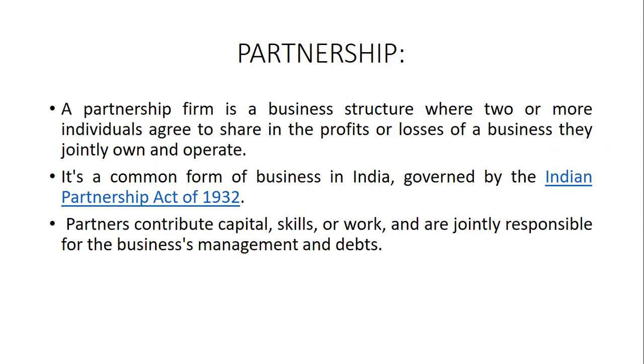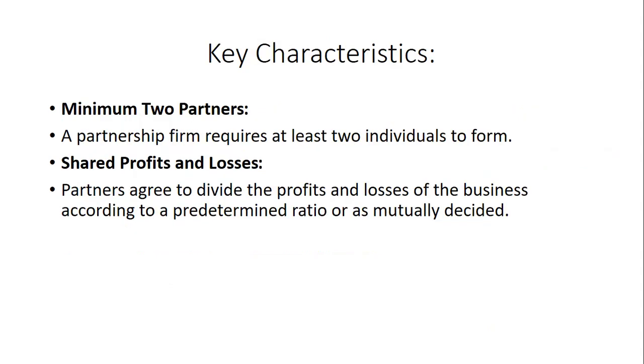The next form of business is the partnership. It is entirely different from individual ownership. The partnership form is a business structure where two or more individuals agree to share the common profits or loss of a business. The partners may contribute their capital or skills or work, and are jointly responsible for the business management and debts. The key characteristics of partnership: having a minimum of two partners, and sharing the profit and losses according to the rate of return of the business performance.